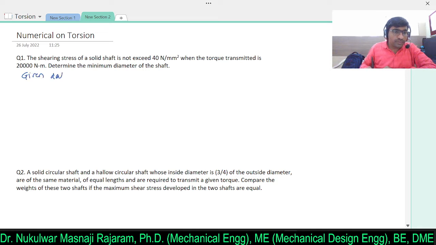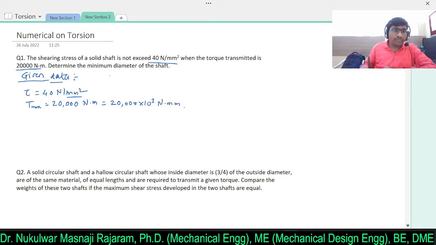So I will write here the given data. The shearing stress of the solid shaft should not exceed, so tau is given, that is 40 Newton per mm square, when the torque transmitted is this one. Here we always consider maximum torque. As nothing is given, I will consider this as the maximum torque, that is 20,000 Newton meter. As this is in mm, I will convert it to 20,000 into 10 raised to 3 Newton mm. Now they are asking about the minimum diameter of the shaft which can transmit this much amount of torque, so we need to find out the diameter of the shaft.